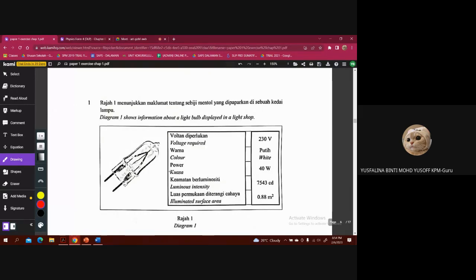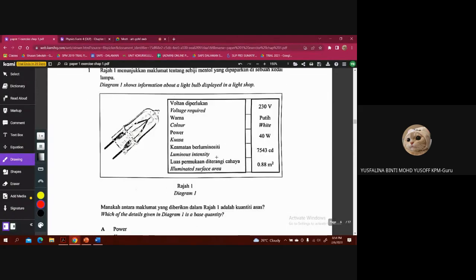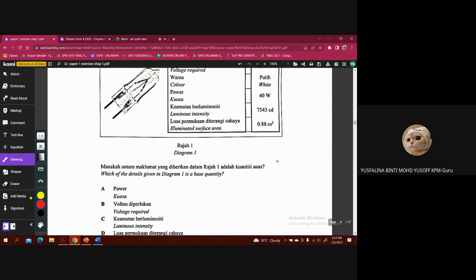For this part, it says Diagram 1 shows information about the light bulb displayed in the light shop. This is the characteristic of the light bulb: color white, power 40 watt, luminous intensity 7543 candela, and illuminated surface area 0.88 meter square. Now they're asking, which of the details given in Diagram 1 is a base quantity?